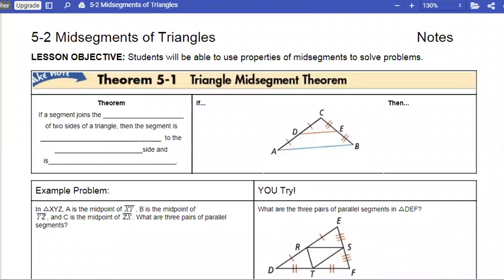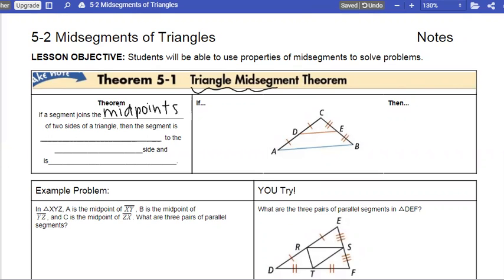All right, today we're going to talk about 5-2 mid-segments of triangles. By the end of this lesson, you'll be able to use these properties of mid-segments to solve problems.